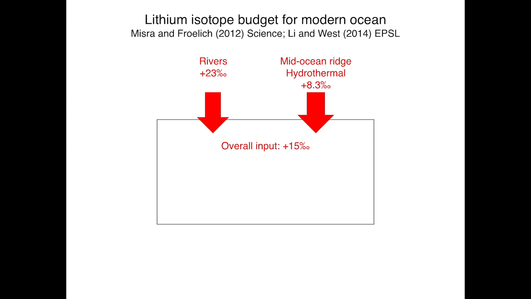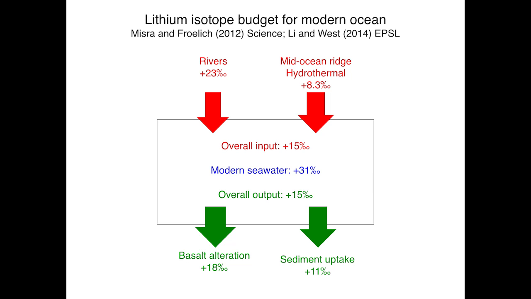What we measure in the oceans today is an isotope composition of +31, for example. Rivers come in with +23, as I just said, and there is another source, hydrothermal fluids from ridges, just like for strontium. And one puzzle here, initially, is that if you average these sources to the oceans, you get an overall input of +15 per mil. But the oceans aren't +15 per mil, they're +31. And the reason for that is there are outputs as well.